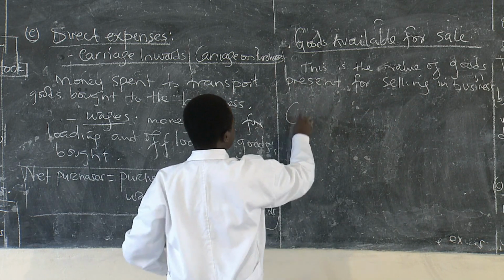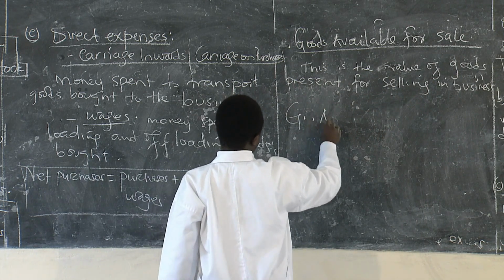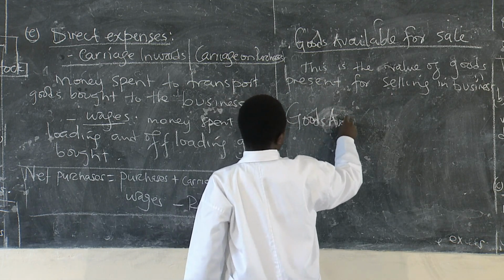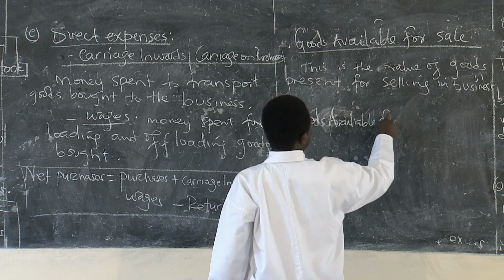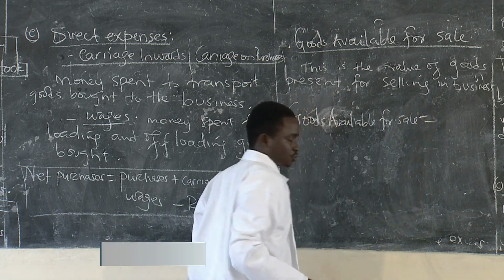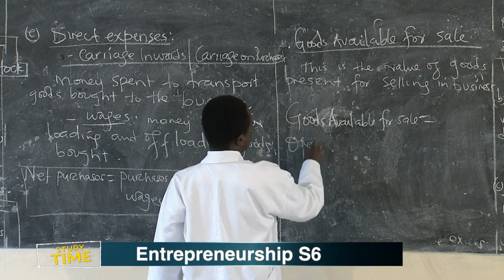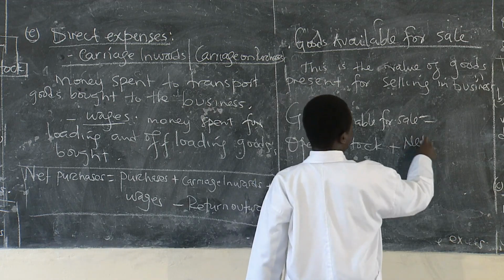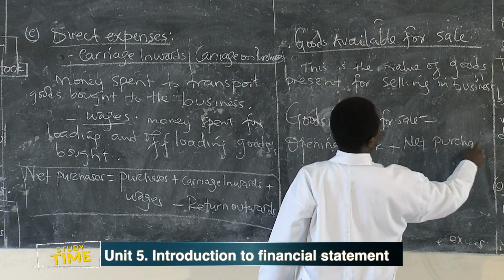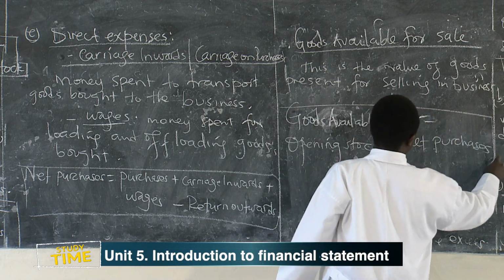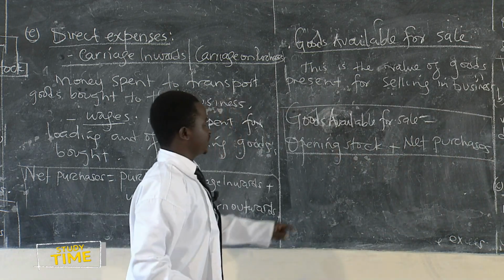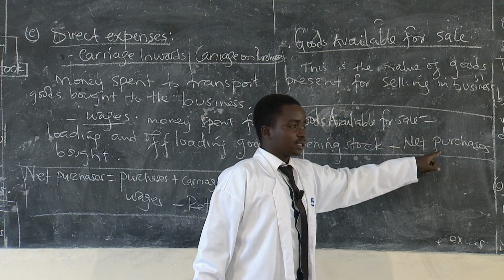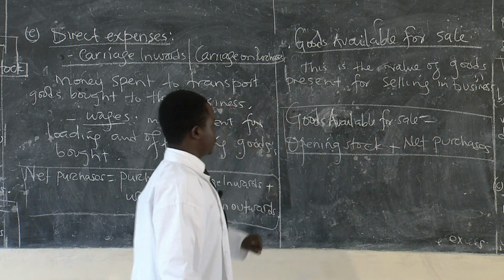Goods available for sale is equal to opening stock, then you add what you call net purchases. You must know this formula is very important. Goods available for sale is equal to opening stock plus net purchases. That will be the value of goods available for sale.